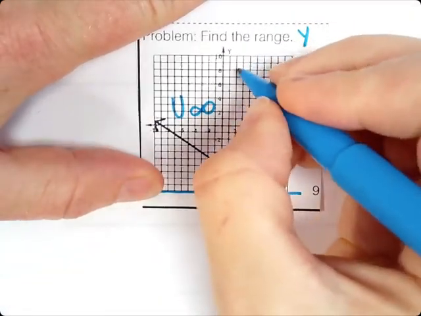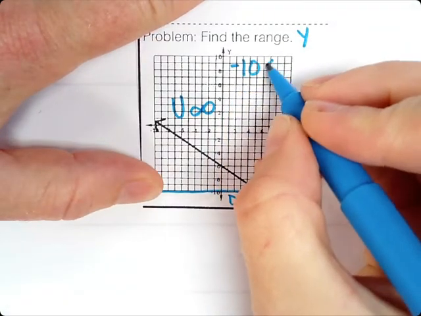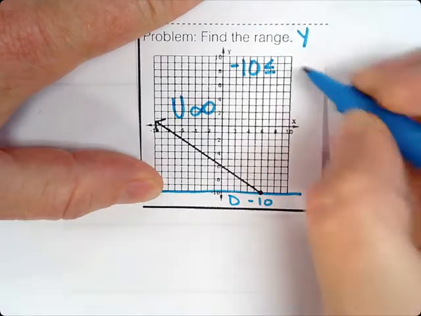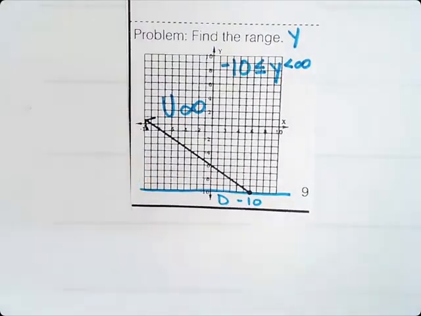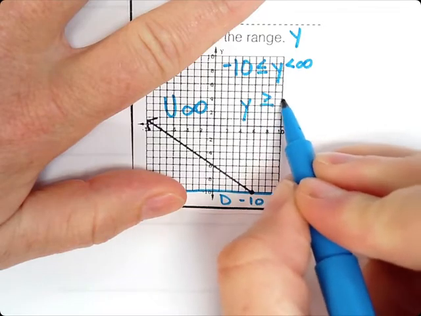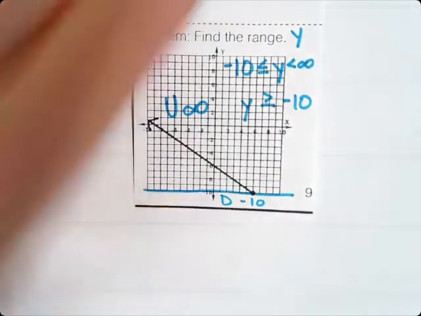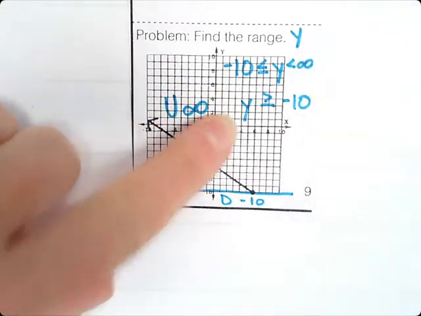So it would be -10. So I'm going to write it over here. Does it actually touch? No. So less than or equal to y. It's less than infinity. Okay. But what does this mean? No, because it goes from -10 to infinity. So y is greater than or equal to -10. Because you can just ignore the infinity over here because you have a number. And then I flip everything around.